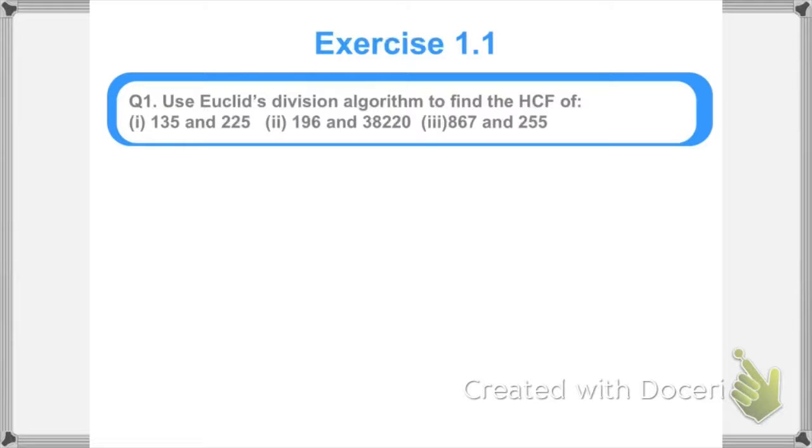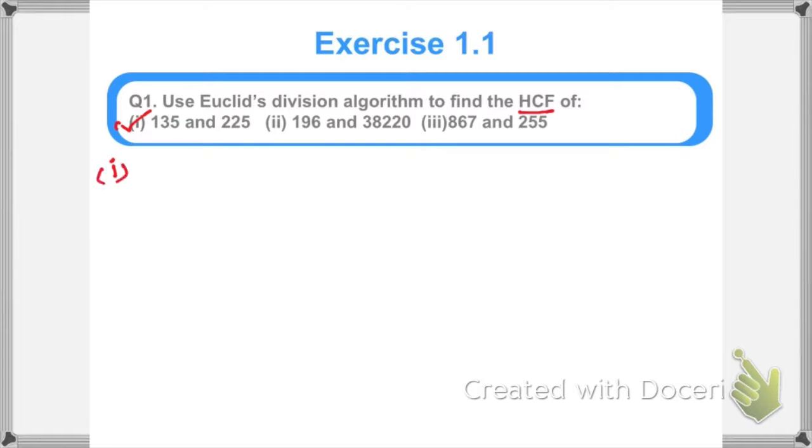Hey guys, in this video lecture we will be discussing your class 10 mathematics exercise 1.1. So let's begin with the first question. Use Euclid's division algorithm to find the HCF of, you need to find the HCF of 135 and 225, and you have been given two more questions. So let's begin with the first one.